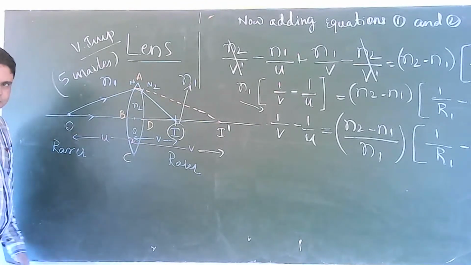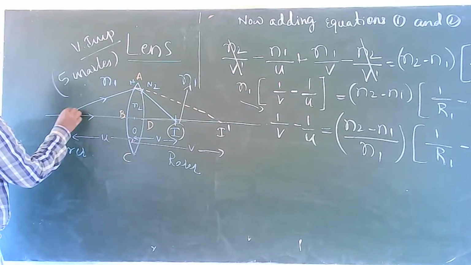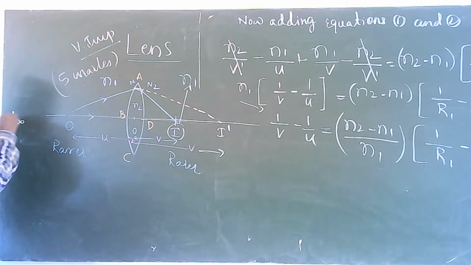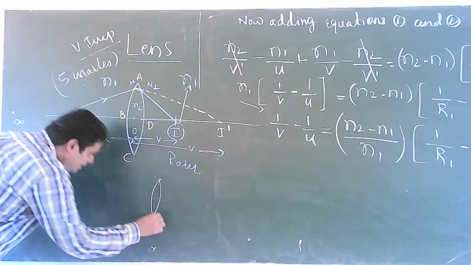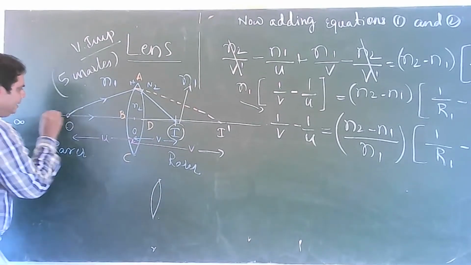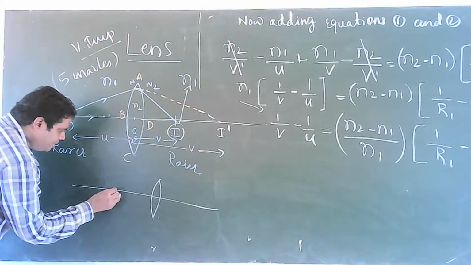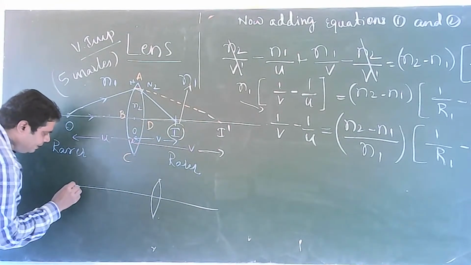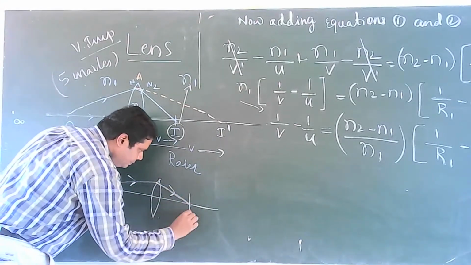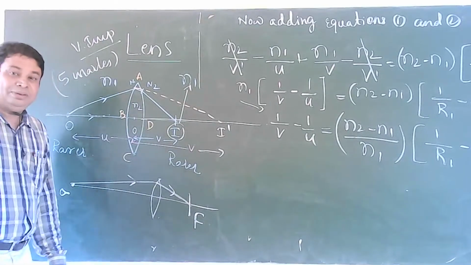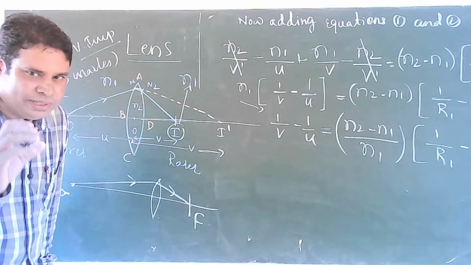We have somewhere here an object kept at a distance u. Imagine you are placing this object at infinity, visible at infinity. When your object is placed at infinity, the ray of light after refraction will form an image at a point. Let me repeat slowly.